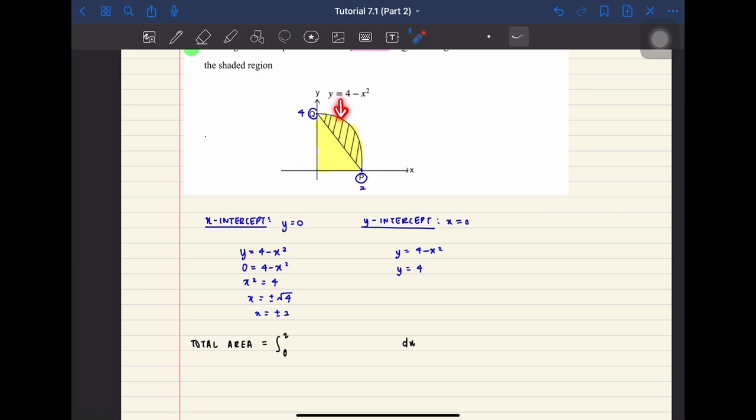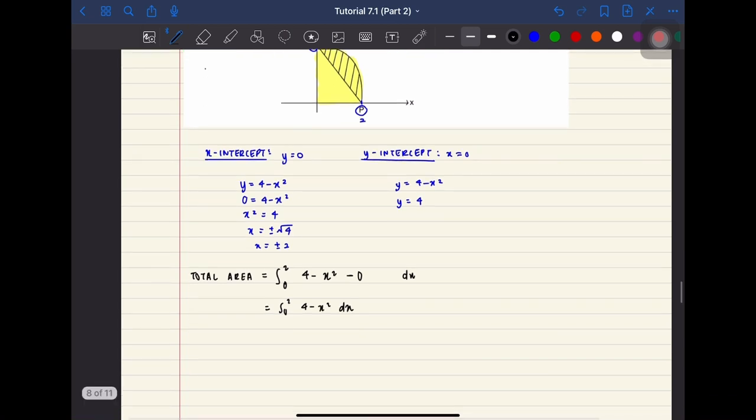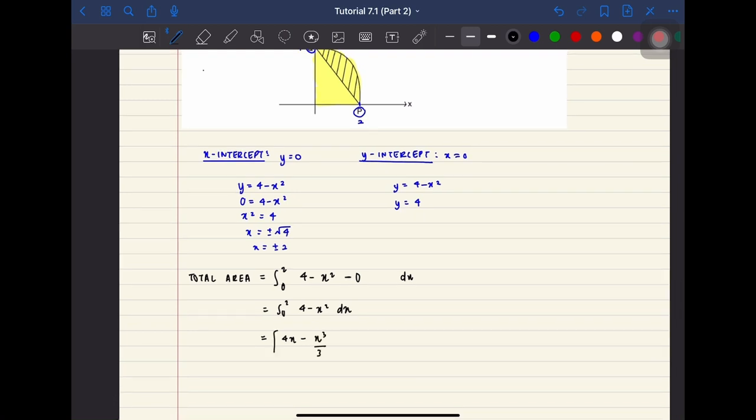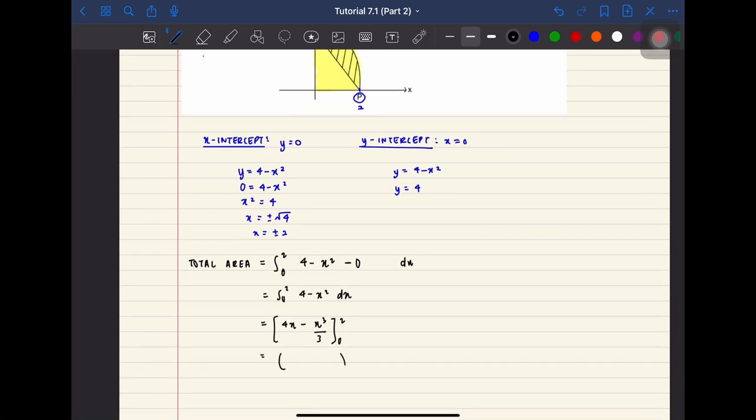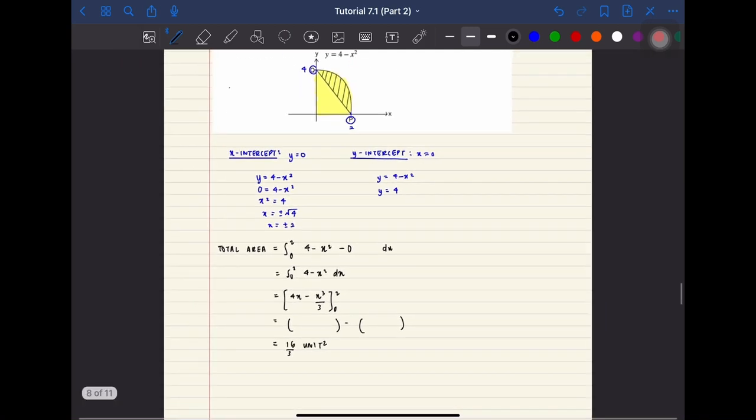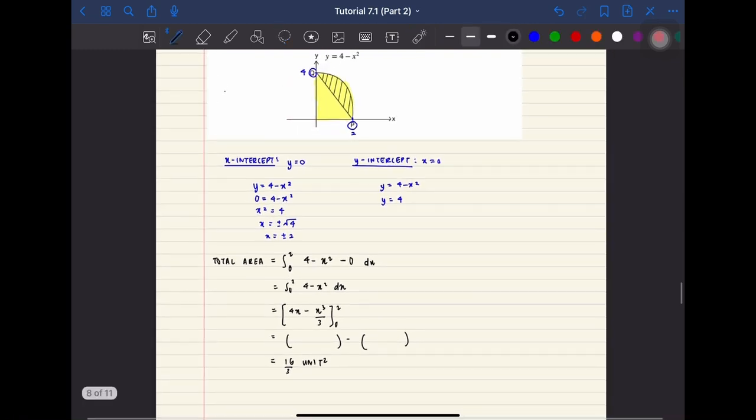So atas tolak bawah, so atas is 4 tolak x square. Tolak bawah adalah this function, which is y equal to 0. So minus 0. So 0 until 2, 4 tolak x square dx. Okay, so boleh integrate terus 4x tolak x kuasa 3 over 3. Integrate from 0 until 2. Okay, so kira, and you're gonna get 16 over 3 if I'm not mistaken. So please check your answer. Okay, so belum siap lagi guys, belum siap. So this is total area yang kuning tu. Okay, now kita nak cari area triangle. So area triangle.